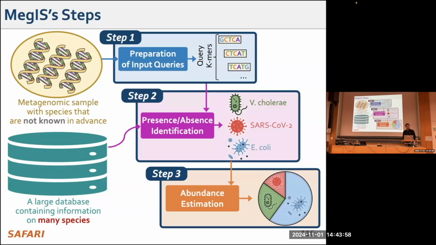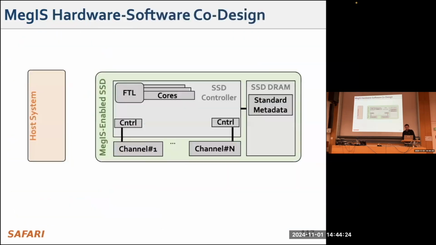So overall, there is a k-mer preparation step, right? You extract k-mers from the DNA, you prepare the data, then you query the database, then you perform some intersection operations to generate this abundance estimation. So this is overall the set of computations that we're doing.